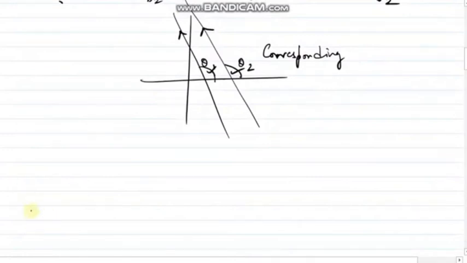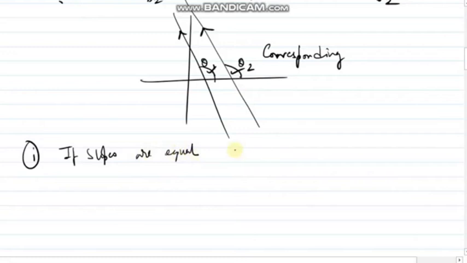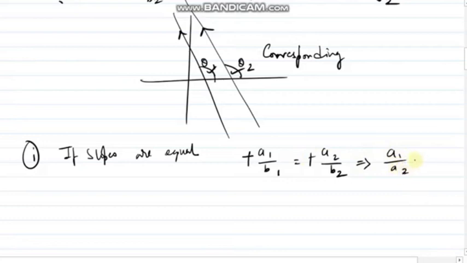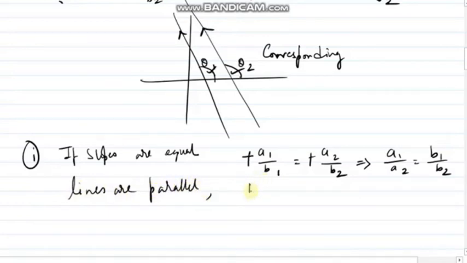So this is my first condition, that if slopes are equal, so slopes are equal means minus a1 divided by b1 is equal to minus a2 divided by b2. If I just equate them, then a1 divided by a2 is equal to b1 divided by b2. So if slopes are equal, this is the condition, and lines are parallel. Do you agree? Lines are parallel. Hence we won't get any solution, because the lines will not meet, right?